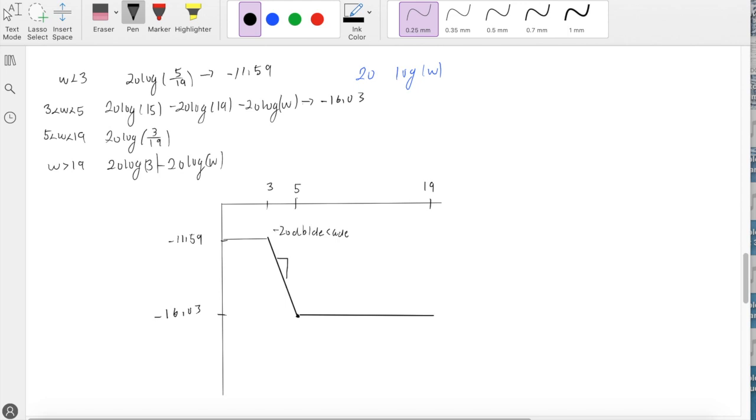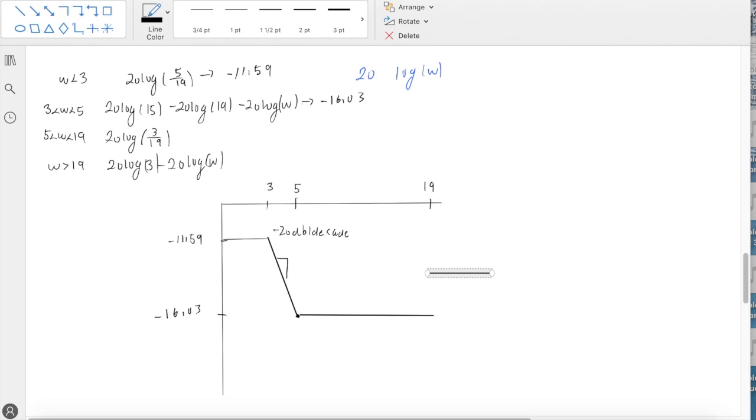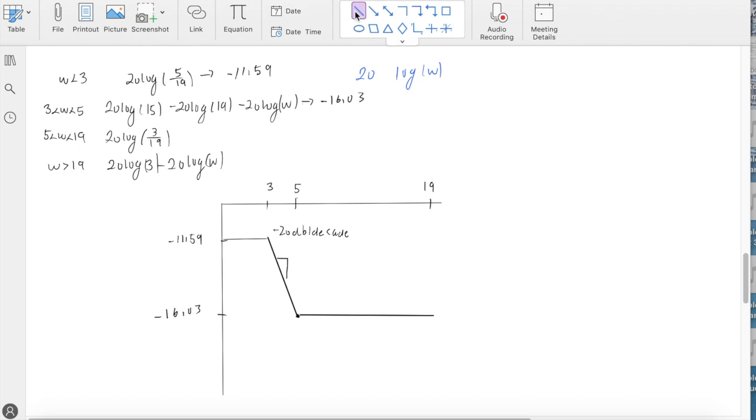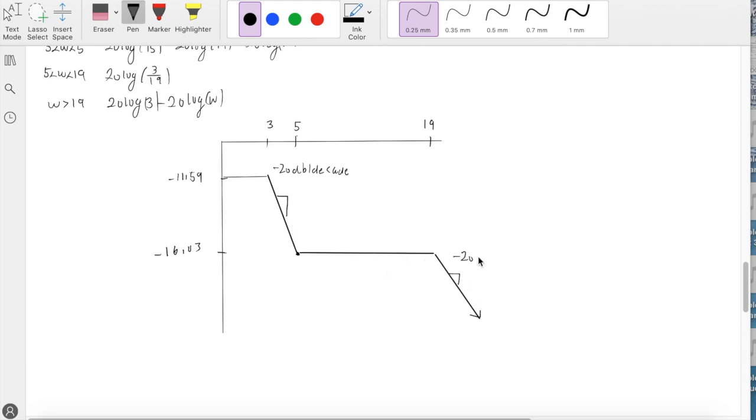And now for the last part, we again have a negative slope, and it's just going to be negative 20 all the way till infinity because there's no other line segments. This is our final one. There's no other break points. Still a little new to this, but we'll indicate that it goes on till infinity with an arrow. And we know that the slope's going to be negative 20 decibels per decade.